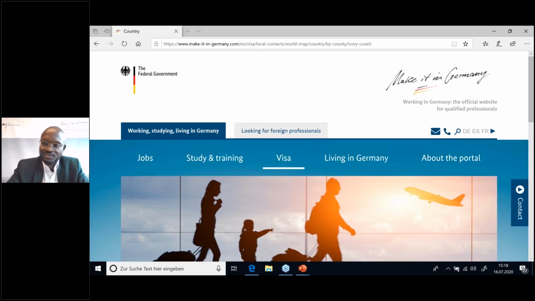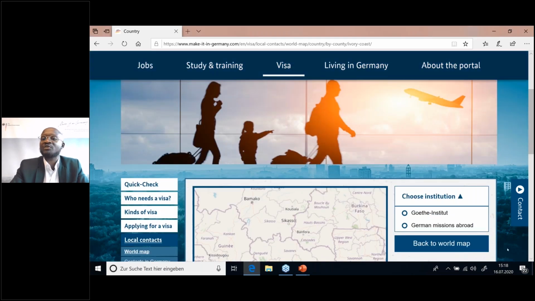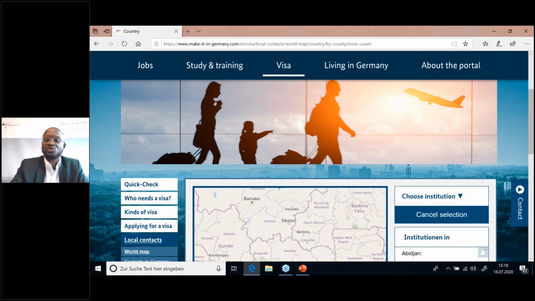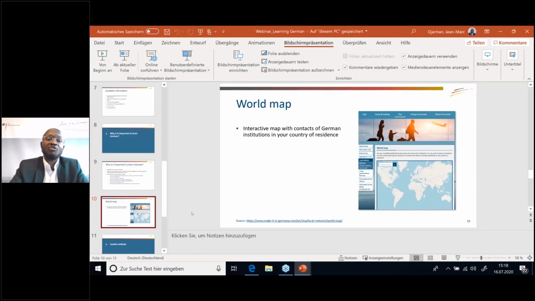So you can choose by institution, and if I click on Goethe-Institut, it shows me where I can find the Goethe-Institut in Abidjan. That's very interesting, and that was the part of my presentation about our website, Make It in Germany, and about why it is important to speak German.